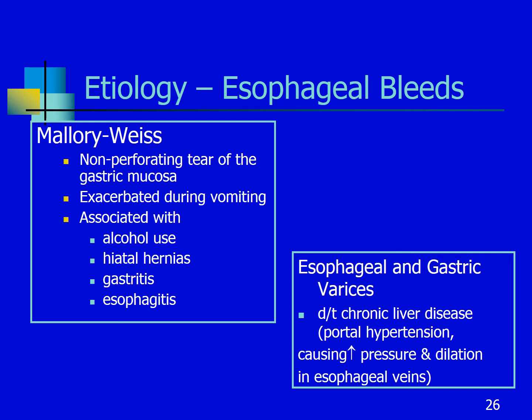So like I said, Mallory-Weiss, I told you that it's a non-perforating tear of the gastric mucosa. Vomiting is usually when that happens and is associated with alcohol use, hiatal hernia, gastritis, and esophagitis, right? Versus esophageal and gastric varices, usually due to chronic liver diseases. There's an increase in portal hypertension causing the pressure and dilation of the esophageal vein, like stated earlier.